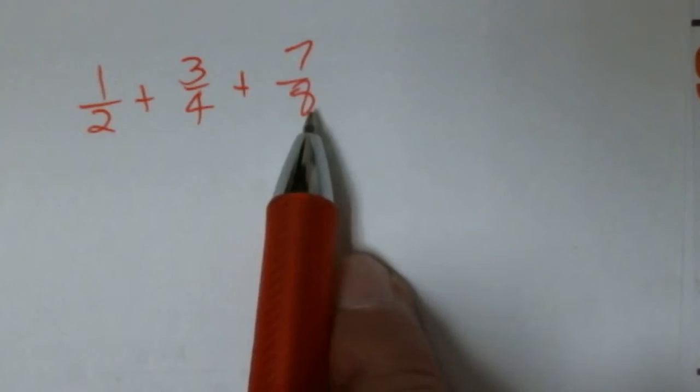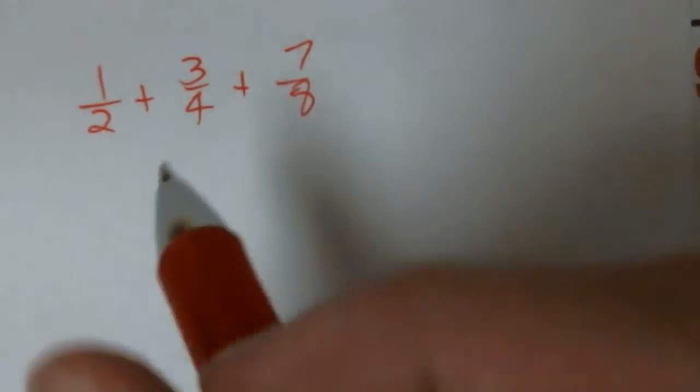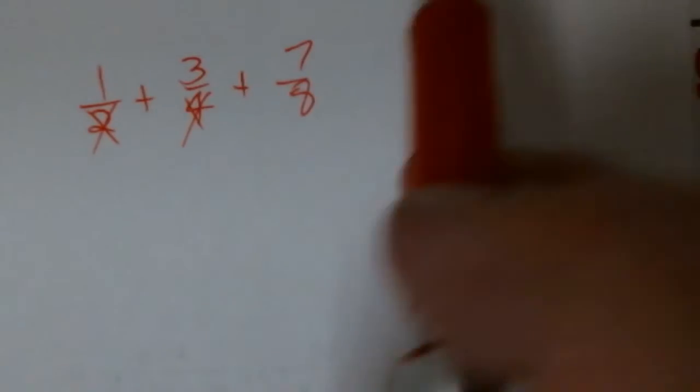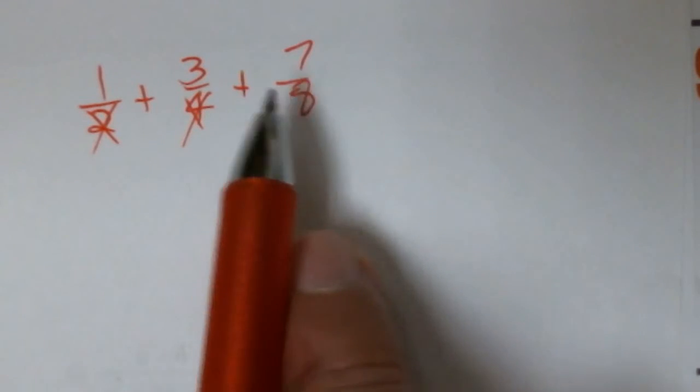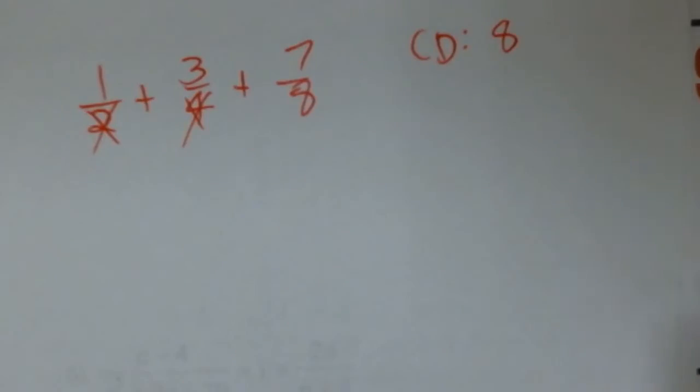So does 2 go into 8? Yes, it does. Does 4 go into 8? Yes, it does. So I'm not really looking at those guys anymore. Every multiple of 8 will have multiples of 4 and 2. So my common denominator, that is, the big guy, is my common denominator. So this guy would need a 4 over 4, and this guy would need a 2 over 2.